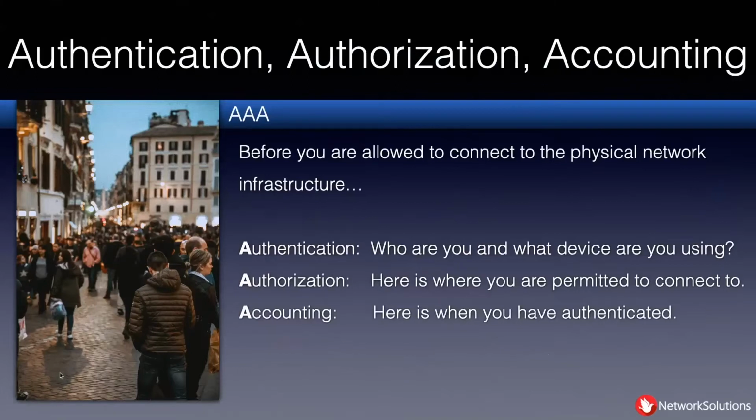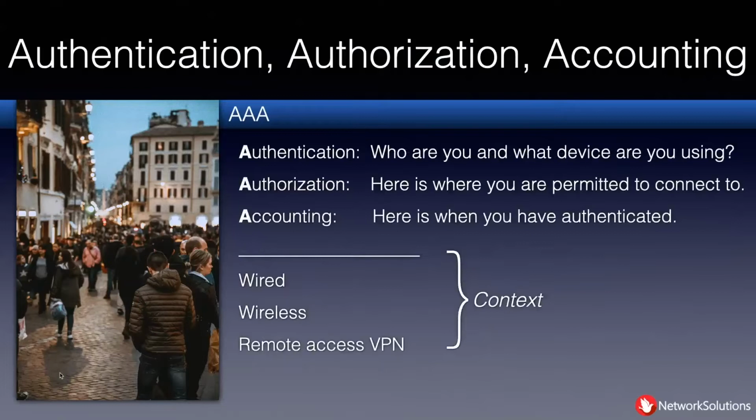And the final A, accounting, is a log of when you have authenticated, which is important when trying to do, say, forensics and figure out who connected and disconnected during what times. That's the accounting piece. So that's AAA in a nutshell, and it pertains to wired connectivity, wireless connectivity, and remote access VPN.